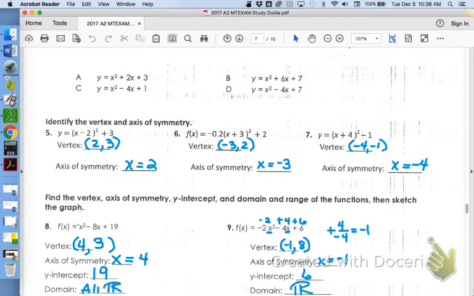I wonder if I left off the range here. Did it get cut off? Yeah, it did. It got cut off. So let's talk about the range. Let's go back to question number 8.